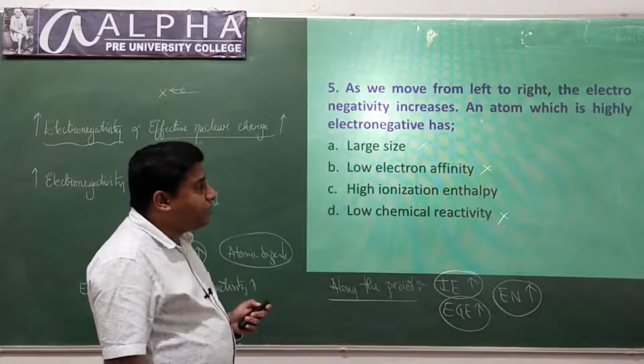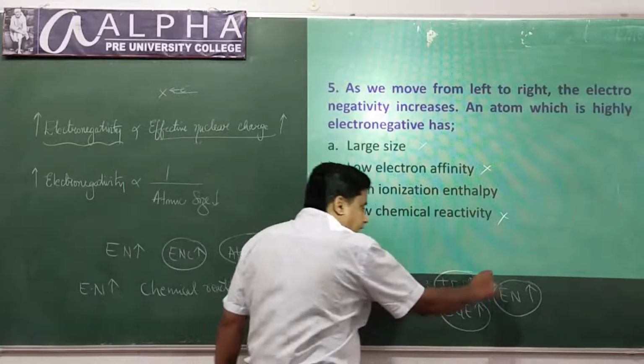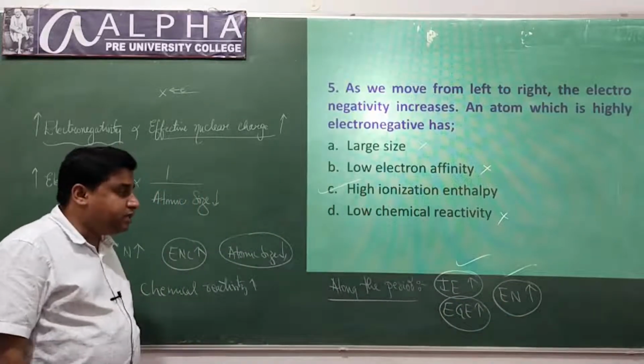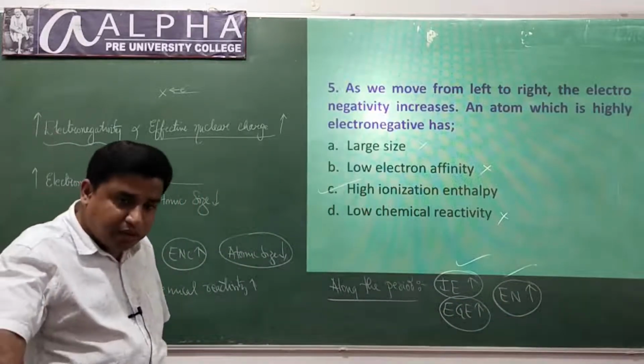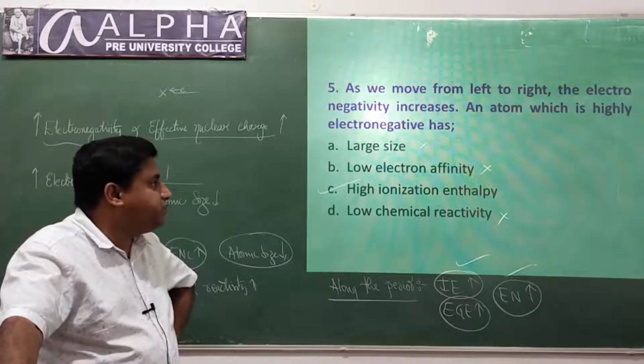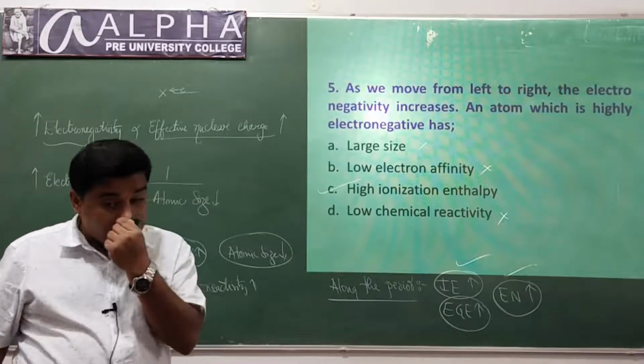Hence, an atom which is highly electronegative has high ionization enthalpy. Is that correct? If the atom is highly electronegative, then it should have high ionization enthalpy. So the correct answer for this question is going to be option C. I hope you have understood this.